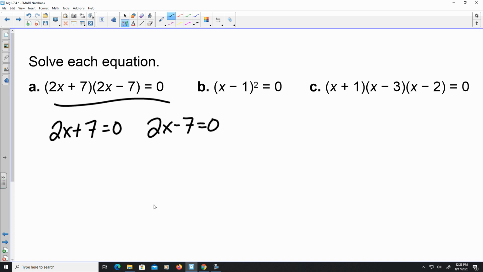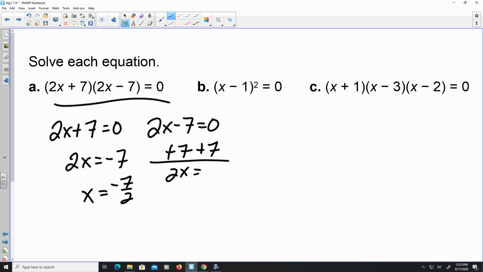On the left-hand side, subtract 7, so I got 2x is equal to negative 7. Divide by 2. x equals negative 7 halves. Right side, add 7. 2x is equal to 7. Divide everything by 2. x equals a positive 7 halves. So if you notice, this was negative, this is positive.